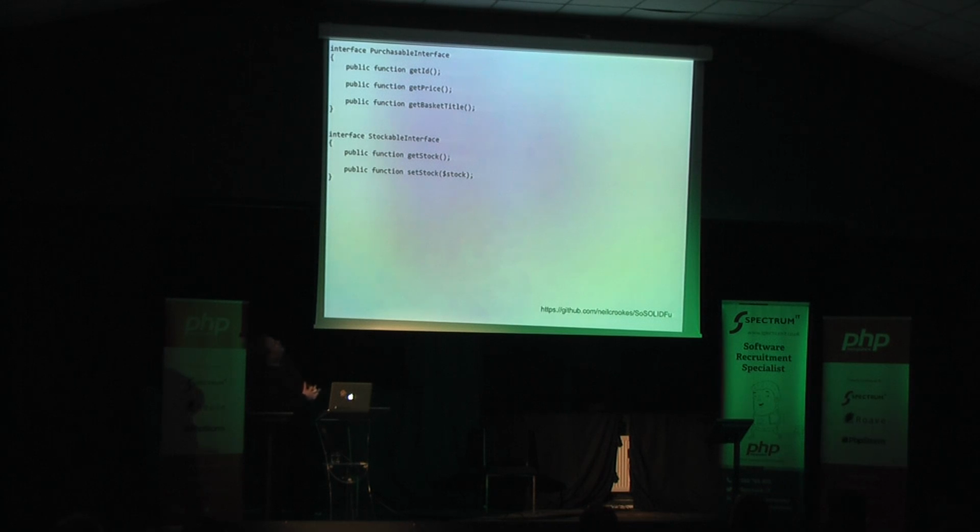So, we've still got our purchasable interface, but we've got a new one, stockable interface, and we've split those get stock and set stock methods out, because they're not related, so they shouldn't be in the same interface. So if we'd done this in the first place, then we could have added our new digital product, which extends product, into our application without changing anything, just by adding new code. New features added by adding new code, and that's it, not changing anything. This is a pretty powerful one.